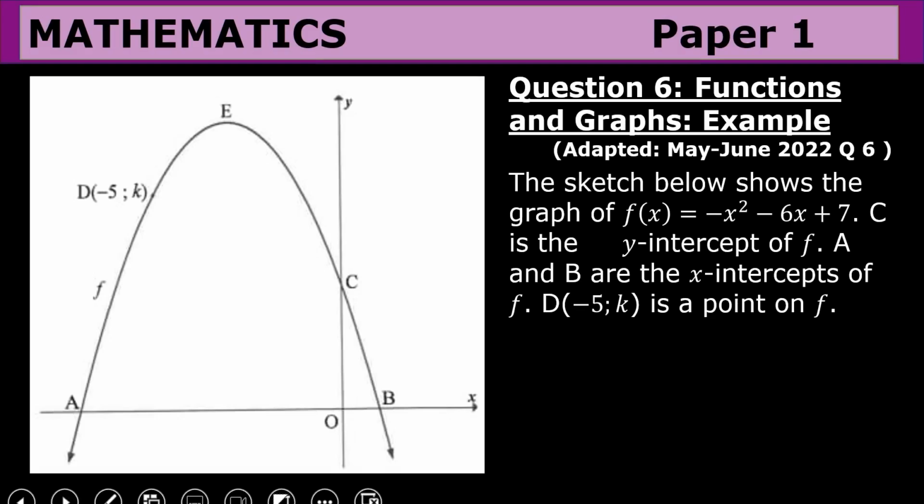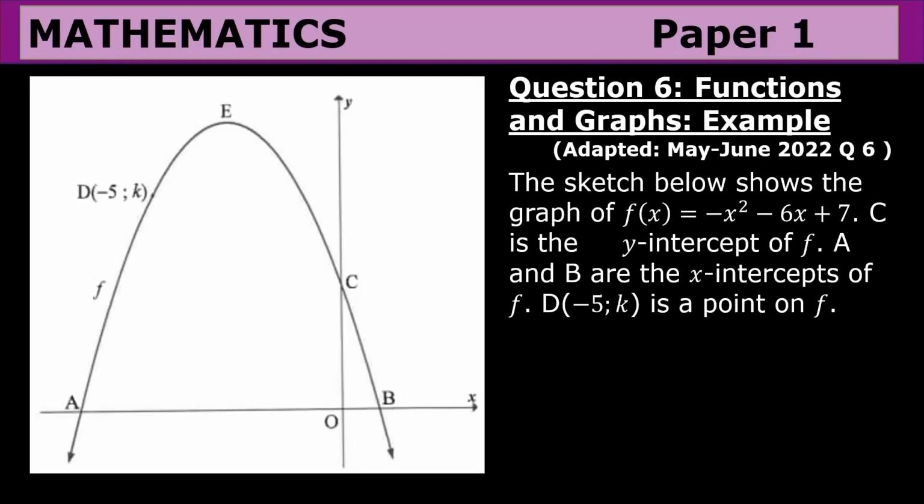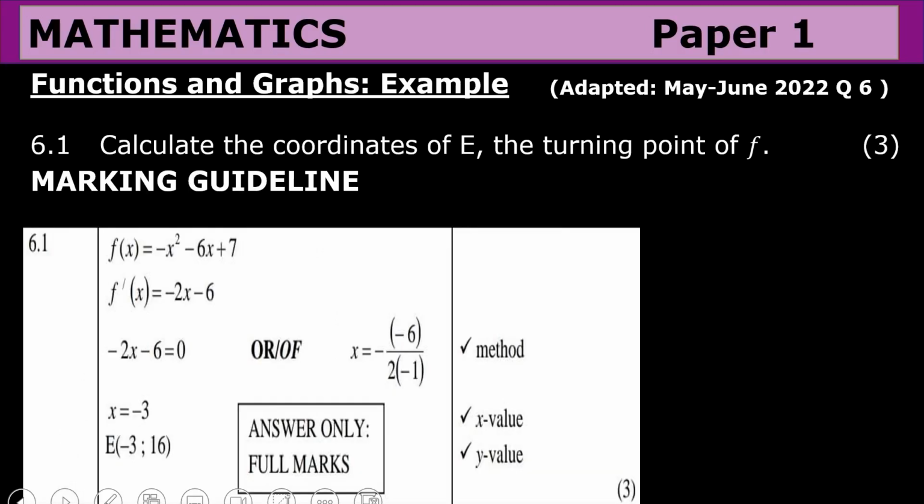Now, we are still within the topic of functions, and remember, functions are going to stretch across question 4, 5, and 6. Of course, these questions can vary depending on the question paper. So now, here's another function question, and this is question 6. It says there, the sketch below shows the graph of f of x is equal to -x squared minus 6x plus 7. Now, C is the y-intercept of f, A and B are the x-intercepts of f, and D is a point on f. So there we have it. Let's look at the questions.